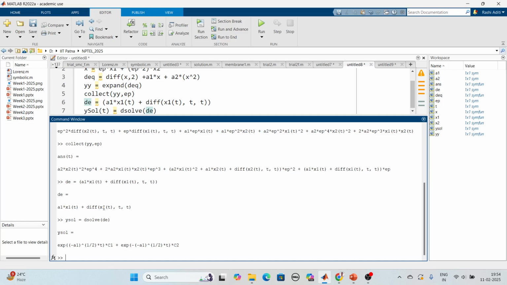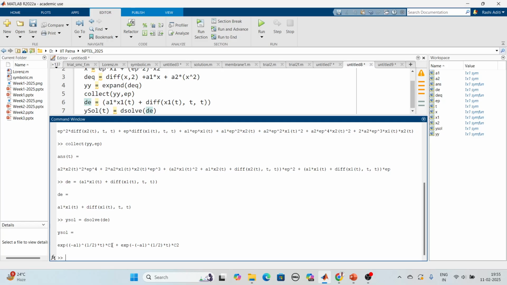If you closely observe the ysol solution, let us first see this. Here I have x1 double dot plus a1 x1 equals to 0. For this, if I want to find the solution, I'll first have to find the roots, which will be D square plus a1 equals to 0. So D square is equals to minus a1, so D is under root of minus a1, plus minus. So I'll have a solution which will have two exponential terms. One will have positive under root of minus a1 and one will have negative under root of minus a1.